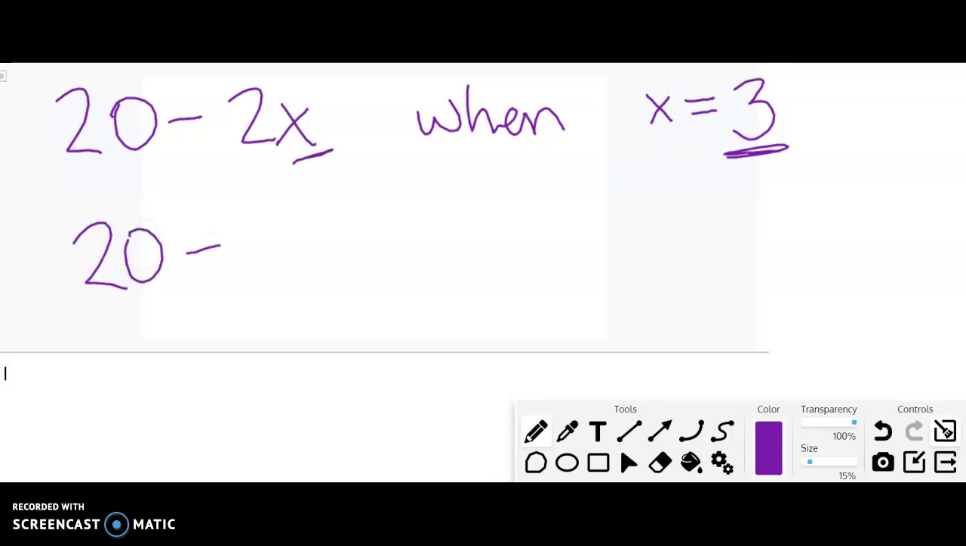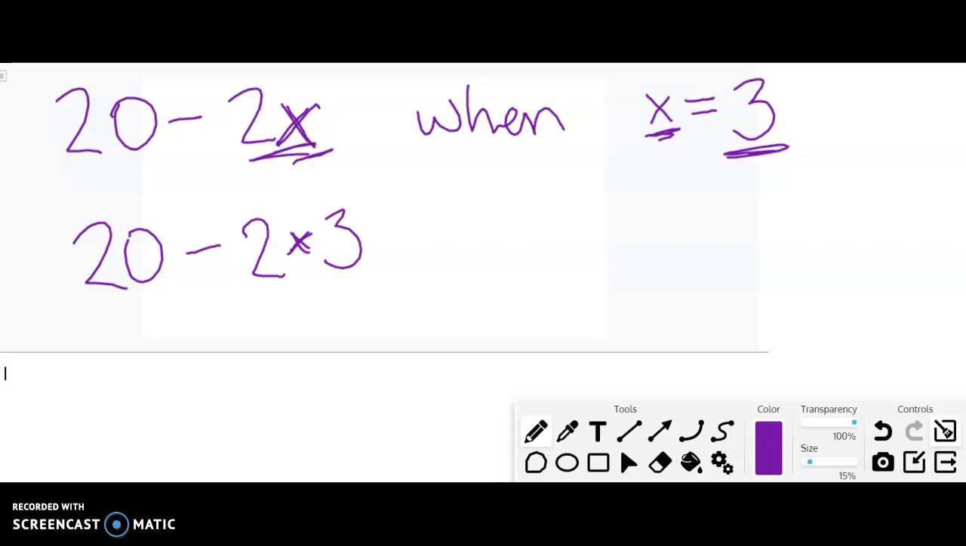So 20 minus, and remember it's not 23. What does this mean? Times. 2 times 3. If you want to write that x, you can. Remember, this x means the variable x. Sometimes they'll use x on your worksheet. I think sometimes they use other letters.